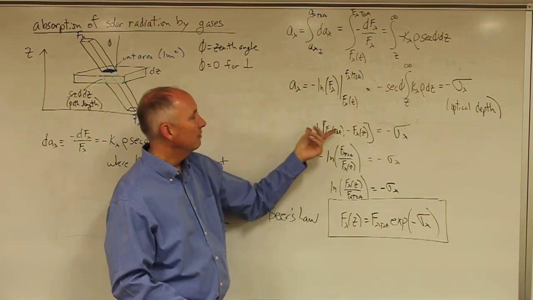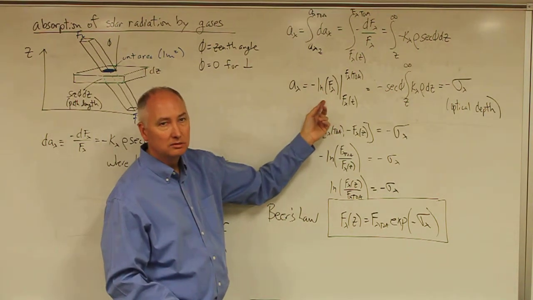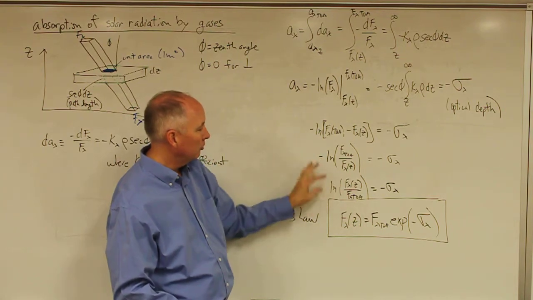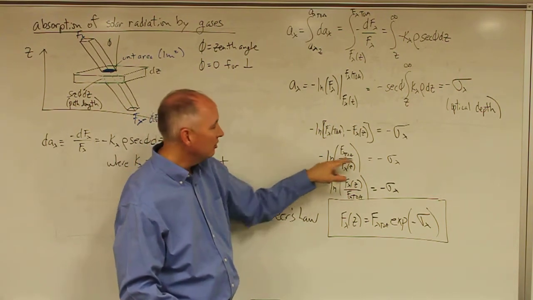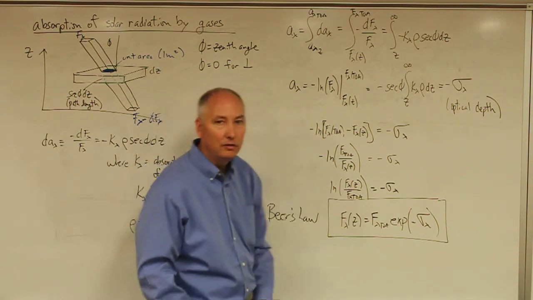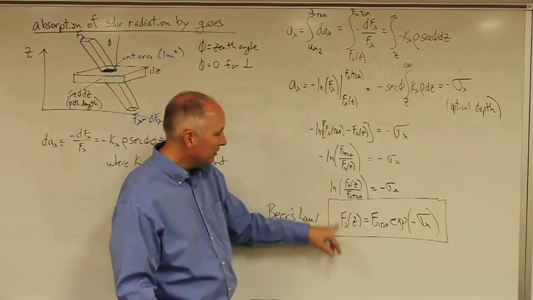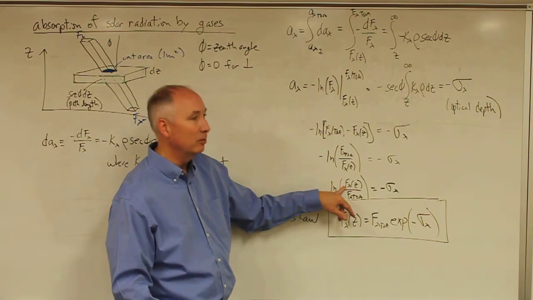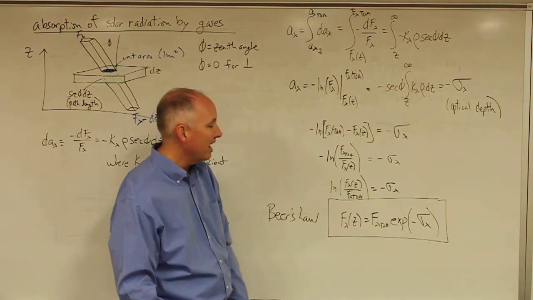Mathematically, we can evaluate the natural logarithm of these two limits. We have a negative sign out here in front. We can incorporate the negative sign into the natural log, flipping the numerator and the denominator, and solving for the irradiance at a given height in the atmosphere.